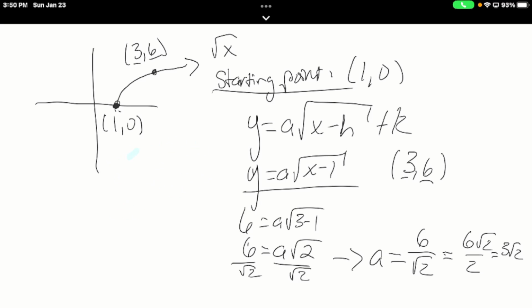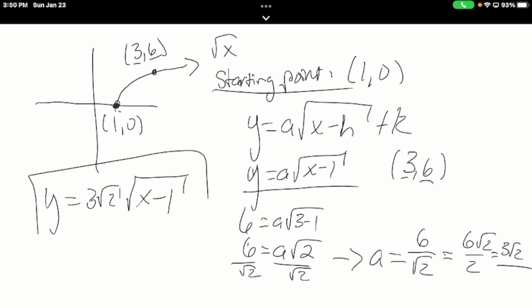So let me erase these first. I'm going to go over to the left side. I know what my a is. It's 3 root 2. I'm going to plug that back in. So I've got y equals 3 root 2, that's my a value, times the square root of x minus 1. And that is my final function. I was given 2 points on the graph, and I was able to determine what the equation that corresponded to the graph was. That's how you would find the square root function when given a graph.